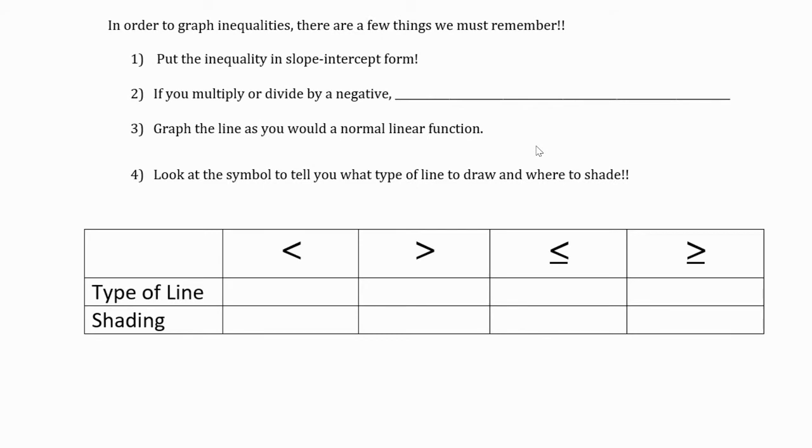So in order to graph inequalities, there's a few things you've got to remember. First thing, always have the y by itself. In other words, you want it to be in slope-intercept form. Remember, we always do that no matter what. If the y is not by itself, you need to make that happen.